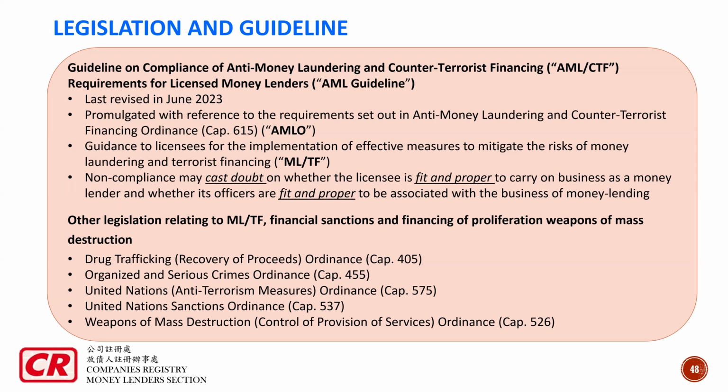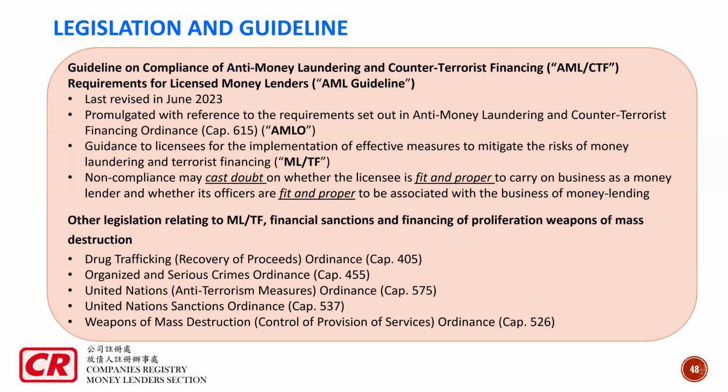The guideline on compliance of anti-money laundering and counter-terrorist financing requirements for licensed money lenders, we call it AML guideline. It will be updated from time to time. The last time we updated the guideline was last year in June. Last time the update was mainly to amend the definition of beneficial owners in relation to trust, and also to amend the technical definition of politically exposed person, PEP, to align with the definition in the FATF. The new PEP definition will include PEPs from other parts of China outside Hong Kong.